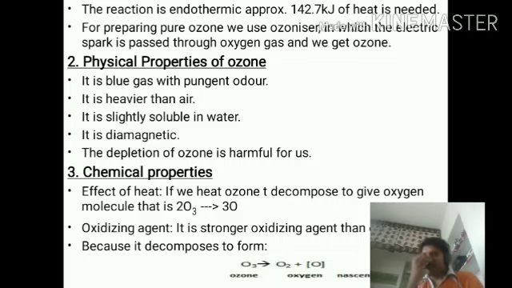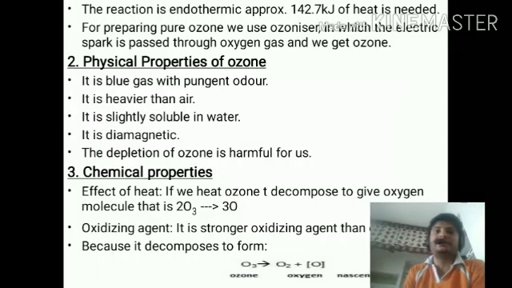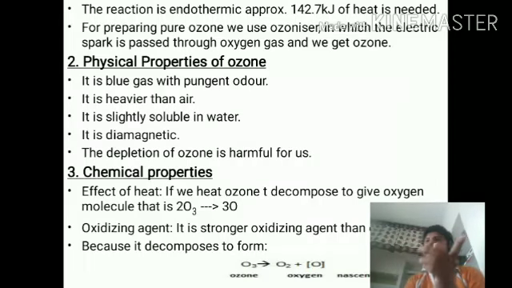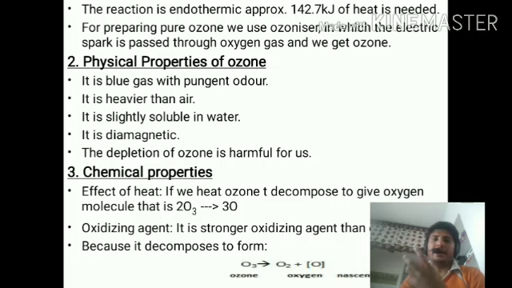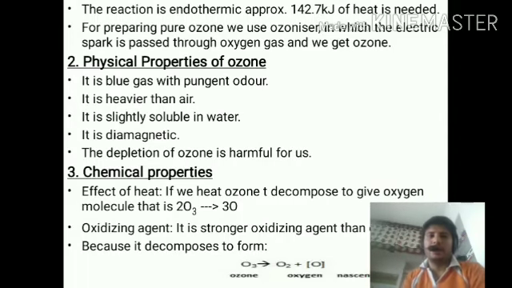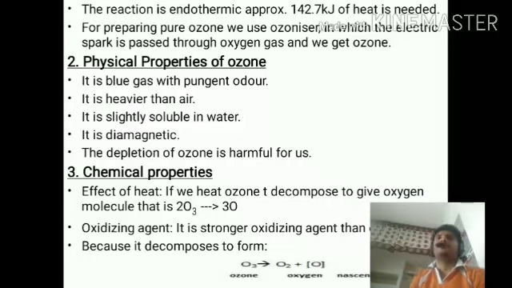Okay, now the physical properties of ozone. Oxygen is a colorless gas. Ozone is a blue colored gas, and it has a pungent odor like chlorine gas and ammonia gas. Okay, it is heavier than air. It is slightly soluble in water. It is diamagnetic in nature because it does not contain unpaired electrons. It contains paired electrons, and depletion of the ozone is harmful for us.